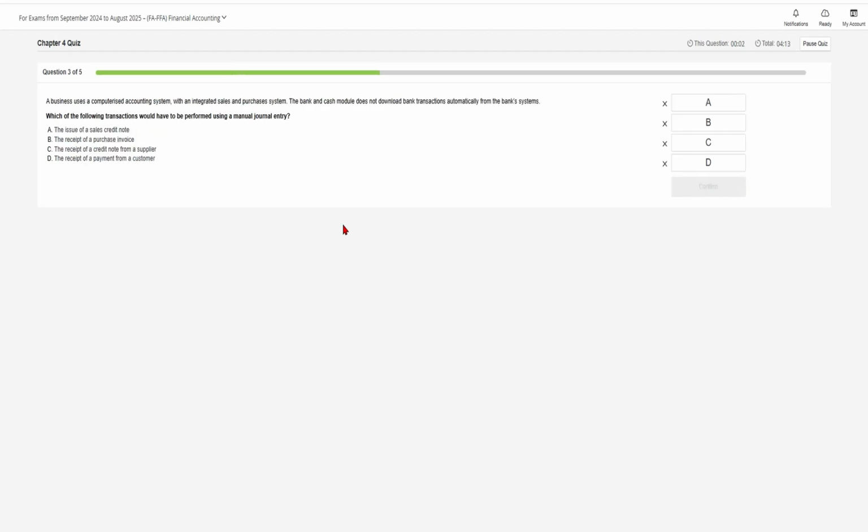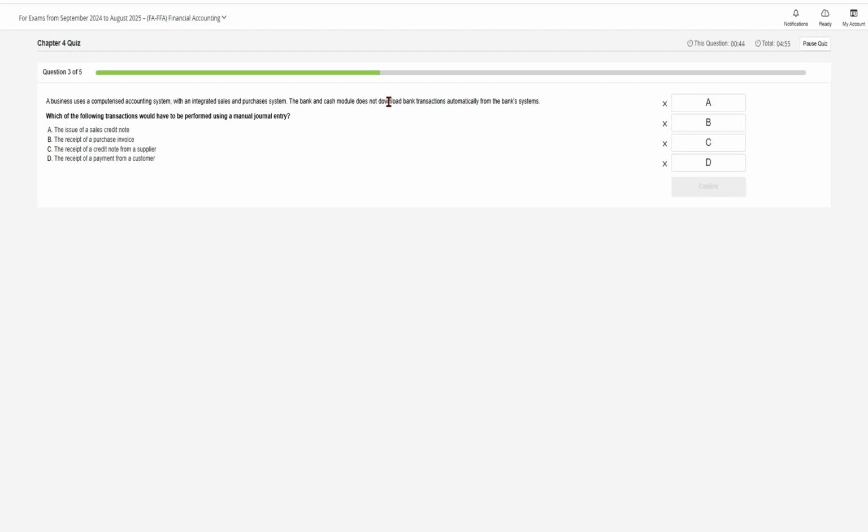Then question number 3. A business uses a computerized accounting system with an integrated sales and purchase system. The bank and cash module does not download bank transactions automatically from the bank system. Which of the following transactions would have to be performed using a manual journal entry? The question is again regarding the use of a computerized accounting system, where they mention that sales and purchases are integrated, meaning they are automatically linked, but the bank transactions are not downloaded, meaning these are not automatic.